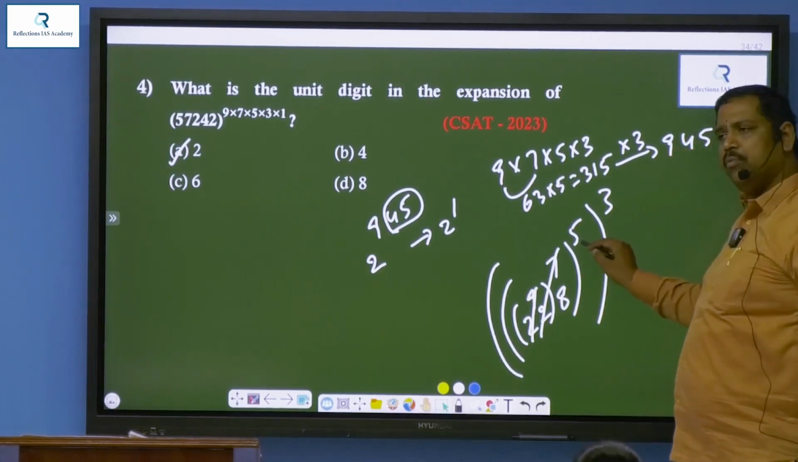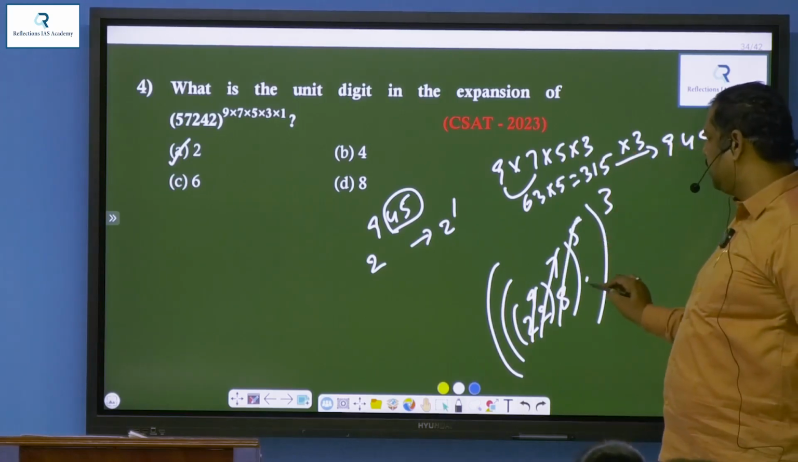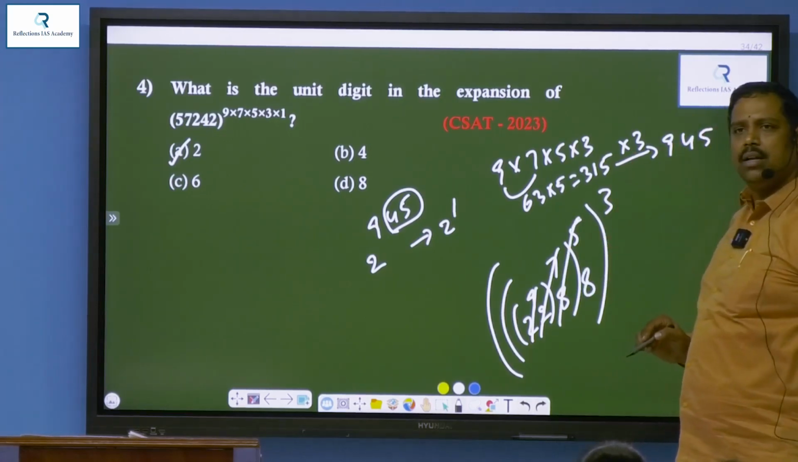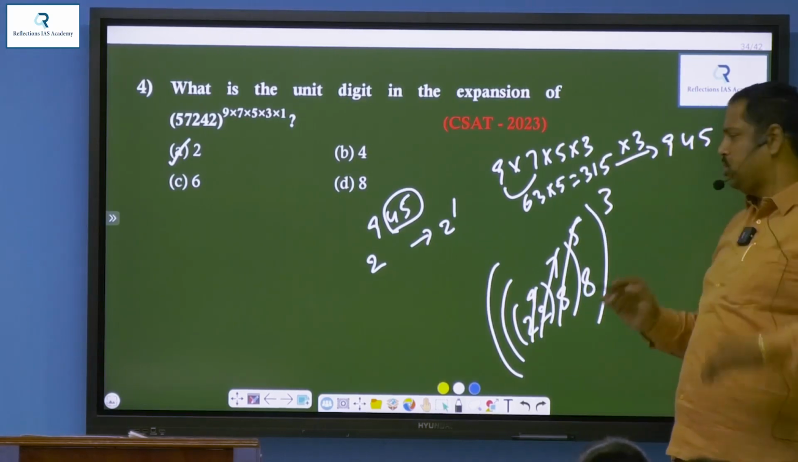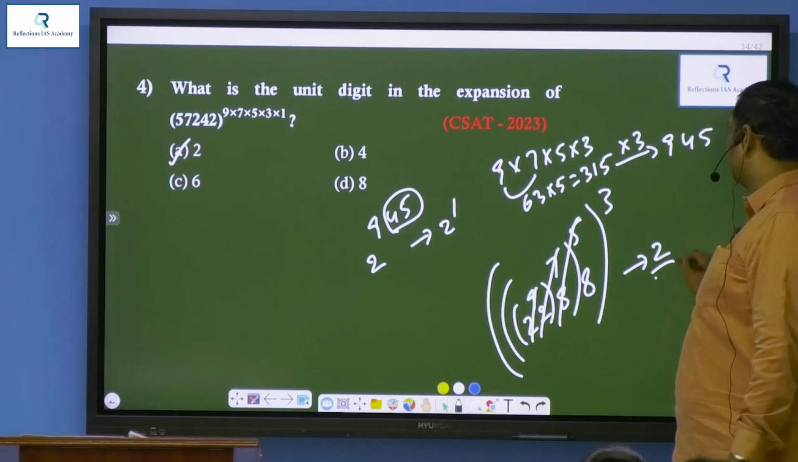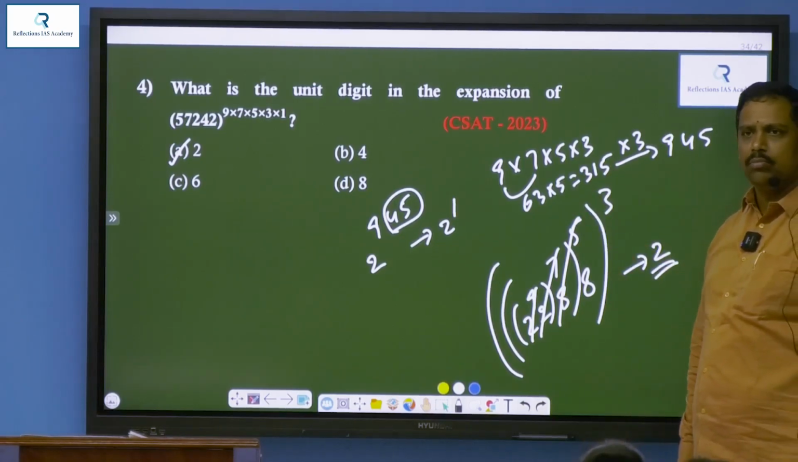Okay, power is 5. 4 1s are 4, remainder is 1. Means how much you will get? 8 again. 8 cube is 8 into 8 into 8. 8 8s are 64. 4 into 8 is 32. Means 2. No need of this multiplication. Am I clear or not?